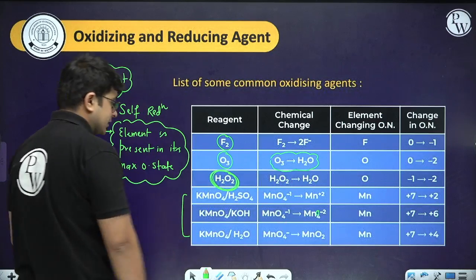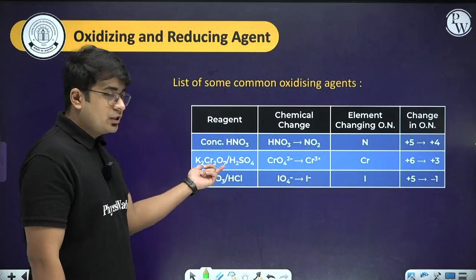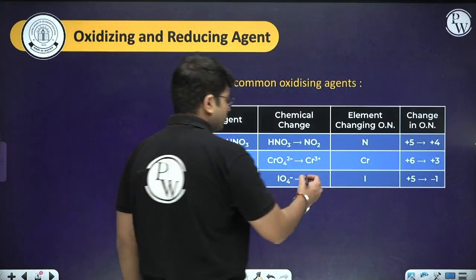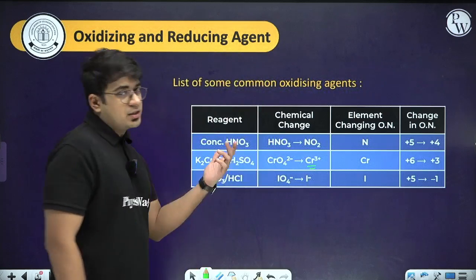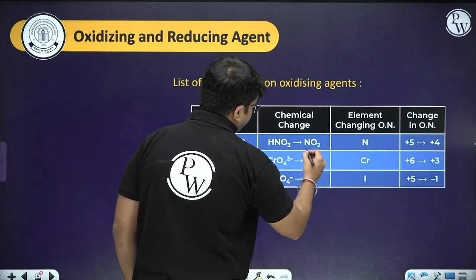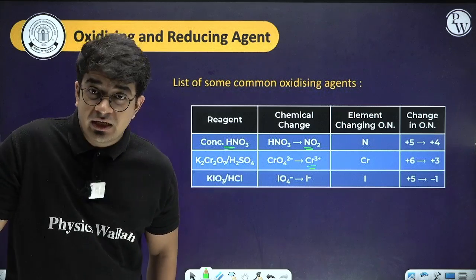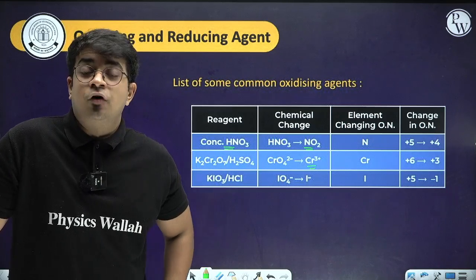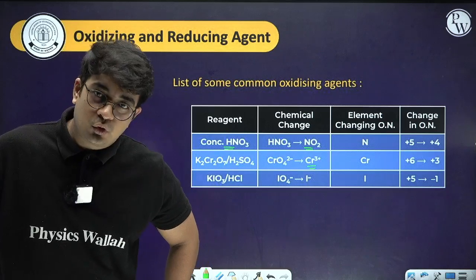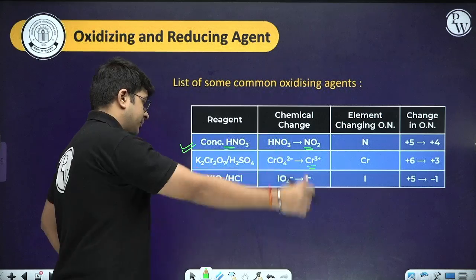It's a very good oxidizing agent. In the same way, we have another agent, K2Cr2O7. K2Cr2O7 only works in acidic medium and converts into Cr3 positive. Concentrated HNO3 is also a very good oxidizing agent. It generally converts into NO2. Although there are multiple products, depending upon the type of reaction, it may form ammonium ion, N2O, NO, N2O3, or NO2. That depends upon the type of reaction, but generally it's a very good oxidizing agent.